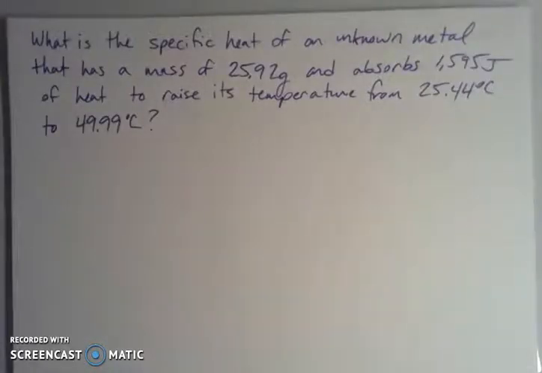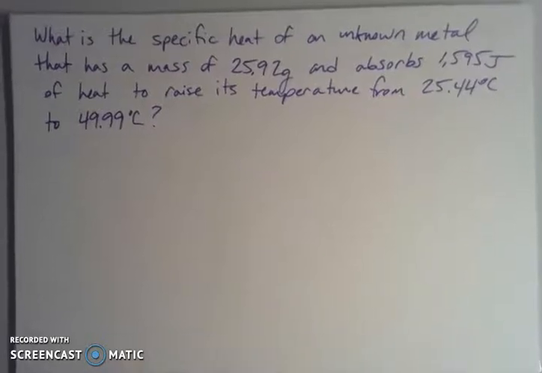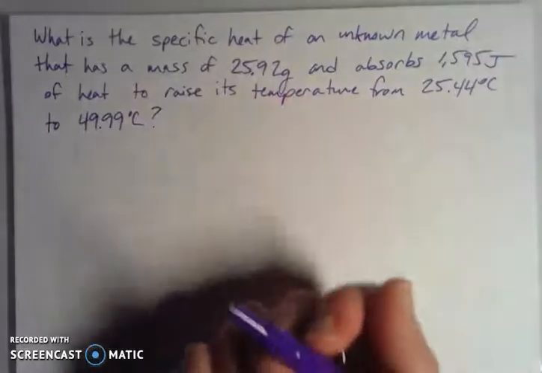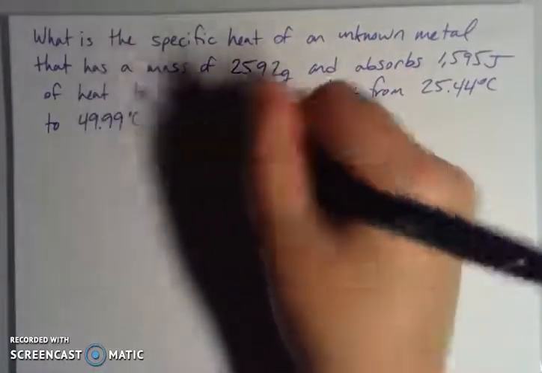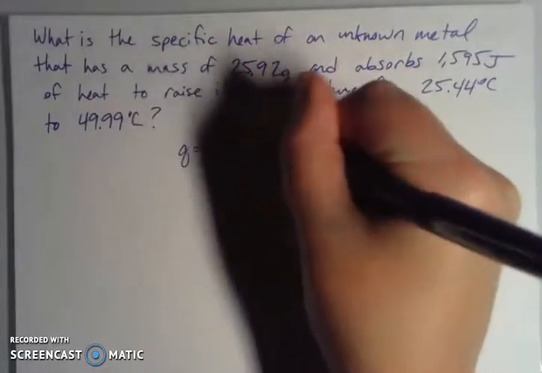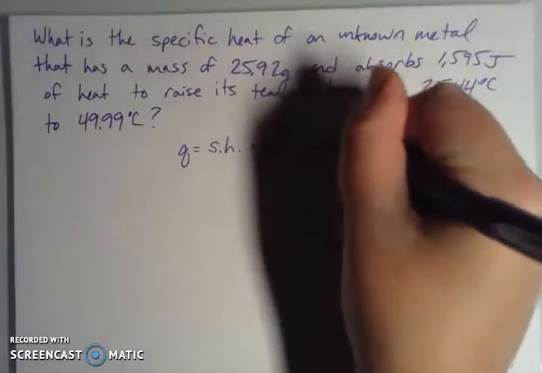What is the specific heat of an unknown metal that has a given mass and absorbs this amount of energy, as we raise its temperature from 25.44 to 49.99? Now, specific heat could be something that's lookupable. It's one of the characteristics of a substance, so this is a useful way to determine unknowns, for example. So I'm solving for specific heat. I'm going to be using my specific heat equation: Q equals specific heat times the mass times the delta T.